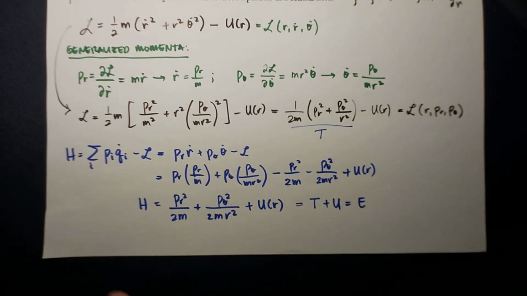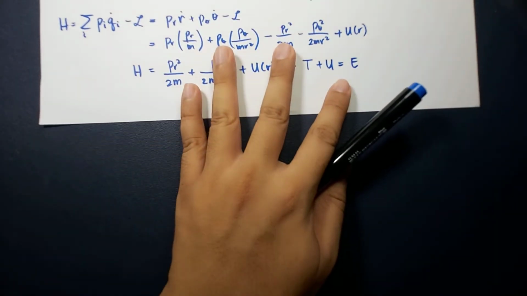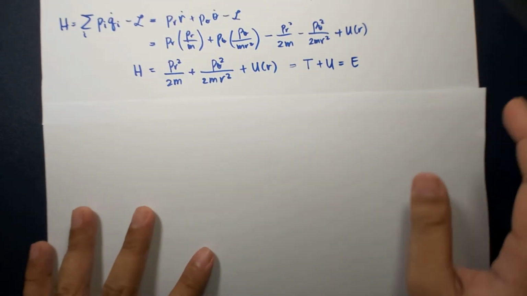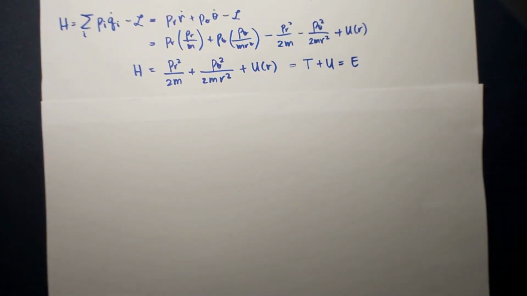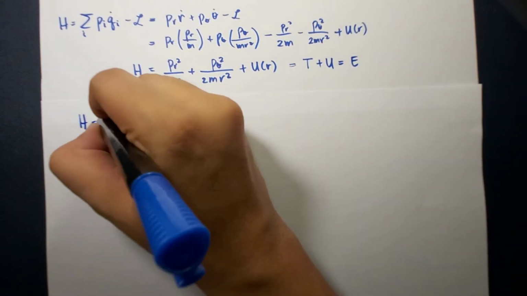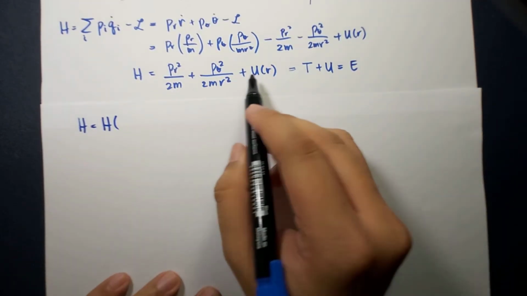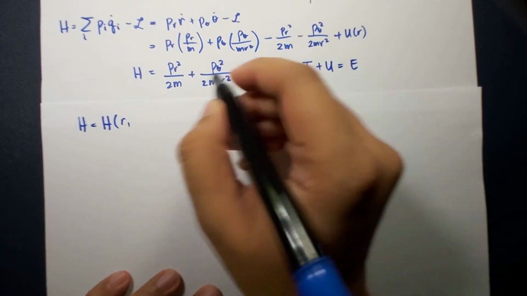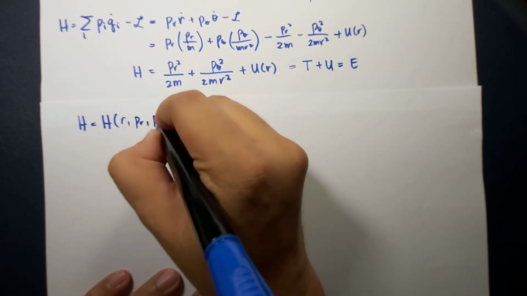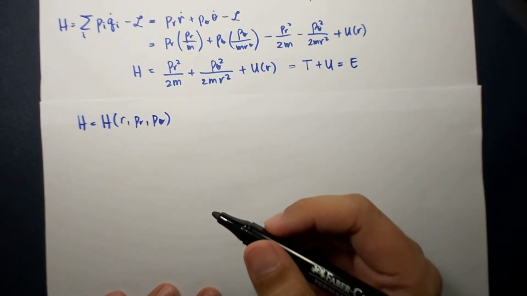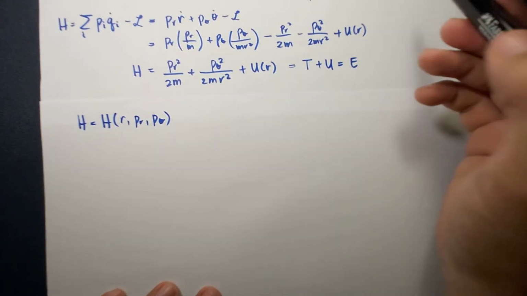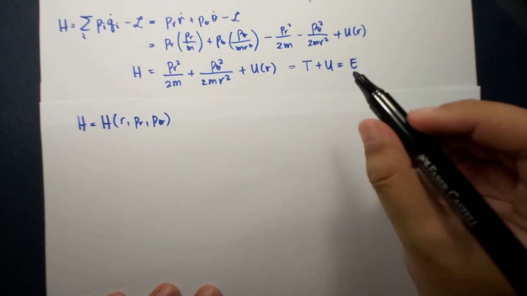Okay, so the equation of motion is now rewritten as, okay, let me put it here. So here the Hamiltonian is a function of R, PR, and P theta. So again, we have two degrees of freedom, so we have 4 equations of motion.